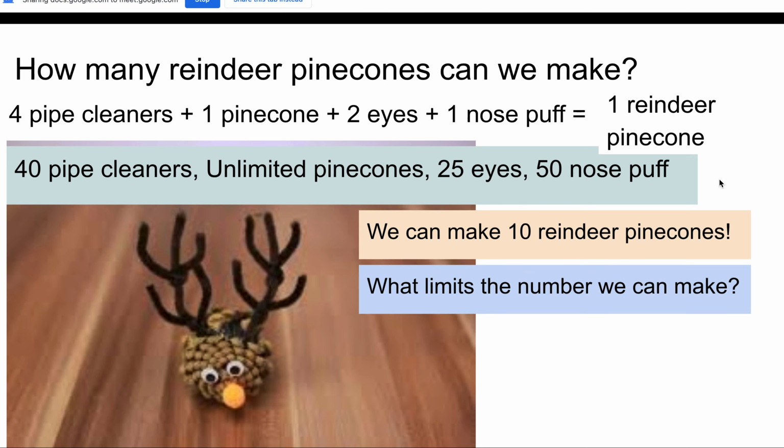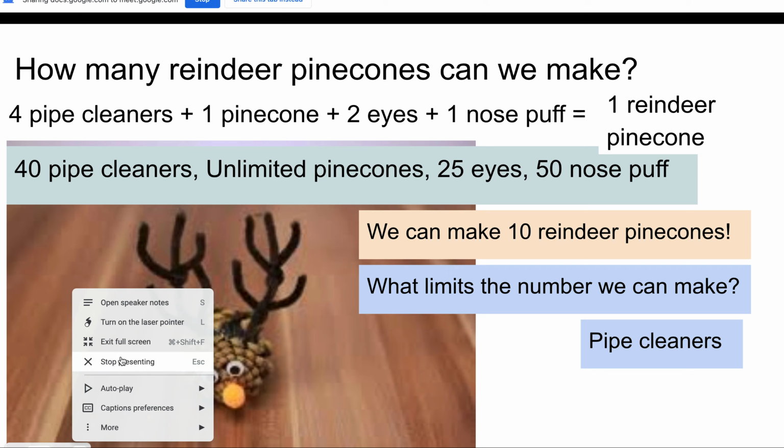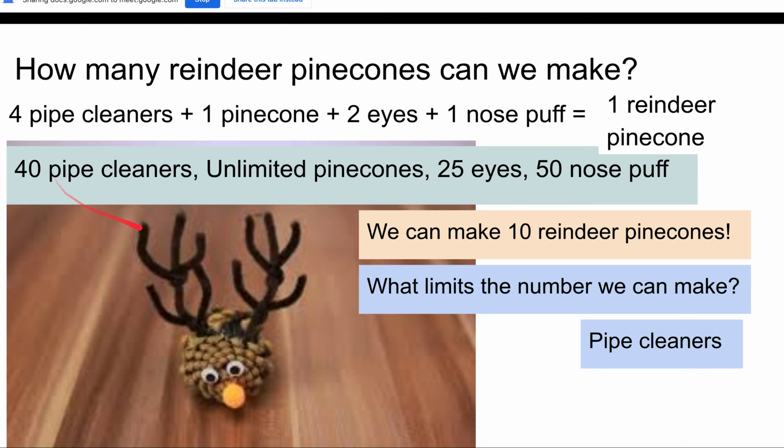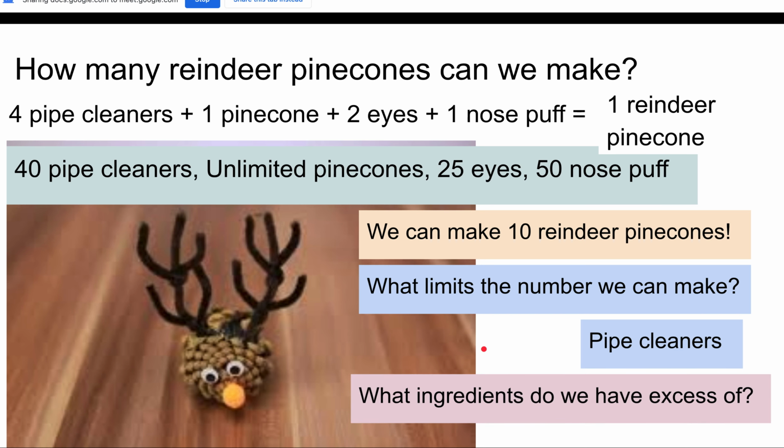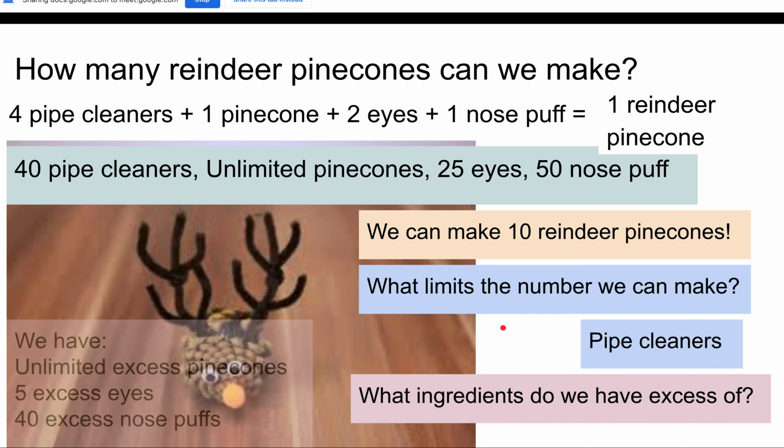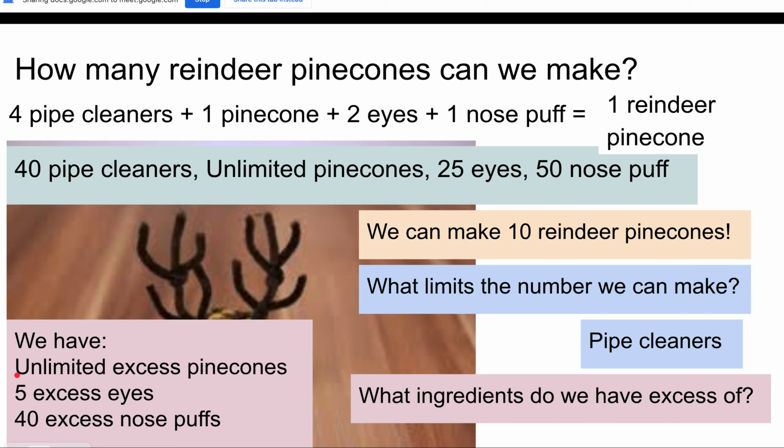What limits the number of reindeer pine cones we can make? The pipe cleaners, right? We only have 40 pipe cleaners, so that means that we can only make 10 of these reindeer pine cones. And then what ingredients do we have excess of? We have excess pine cones, we have 5 excess eyes, and we have 40 excess nose puffs.